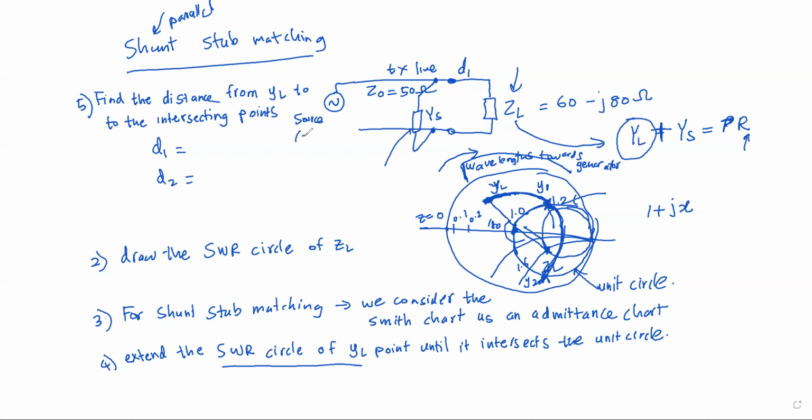Source is known as the generator here, right? So once you are going from the load, you need to go from the load towards the generator, right? So in that case, you need to measure the distance in the clockwise direction, right?